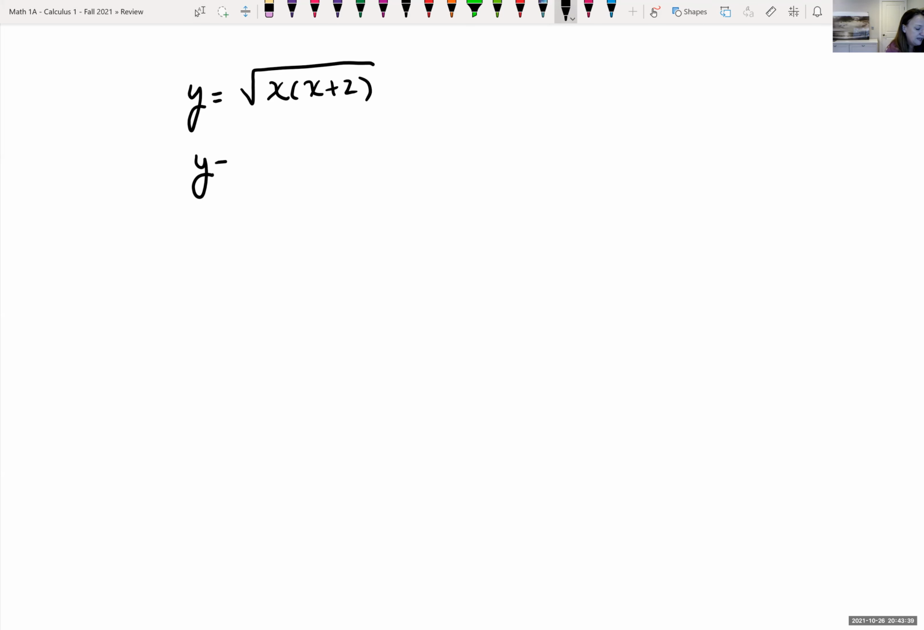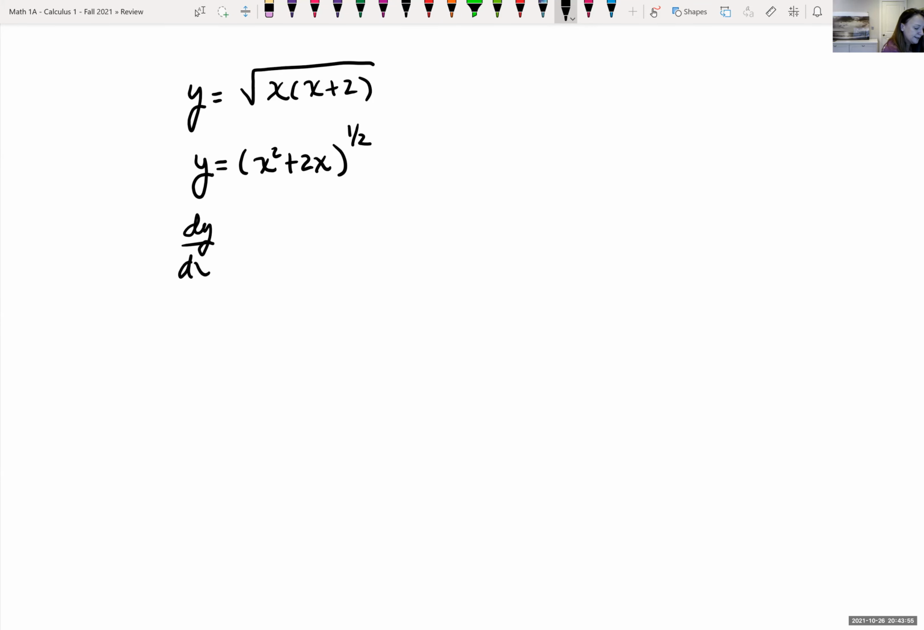So this is the same thing as y equals. Let's distribute that x inside the parentheses. We get x squared plus 2x. And let's rewrite this to the 1/2 power. And so now it's cleaned up where it's easier to take the derivative. And so now we can take the derivative.